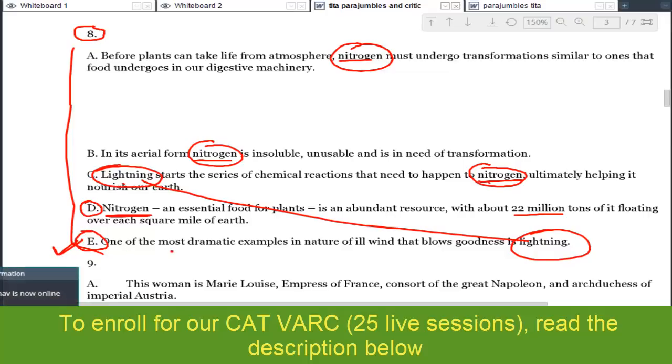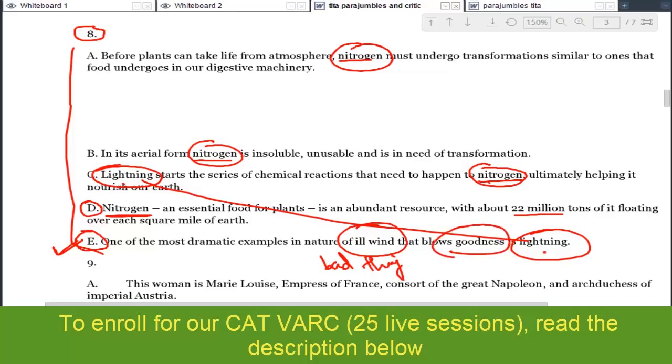So when I read the statement, it says one of the most dramatic examples in nature of an ill wind that blows goodness is lightning. So the point here is one of the dramatic examples in nature of ill wind. What do you mean by ill wind? Ill wind basically means a bad thing. A bad thing that blows goodness is lightning. So basically, the author says that lightning is a bad thing, but it does something good.